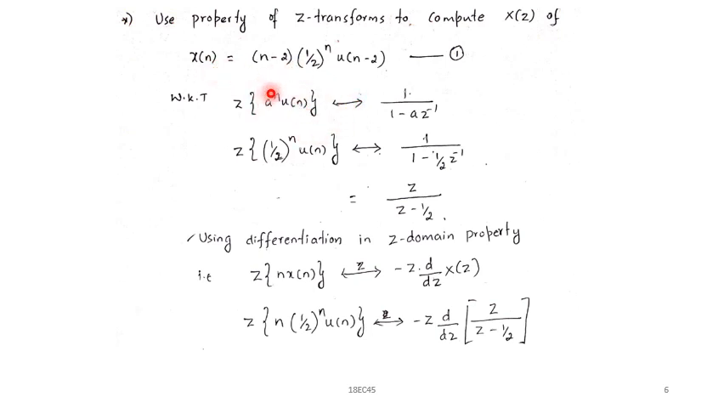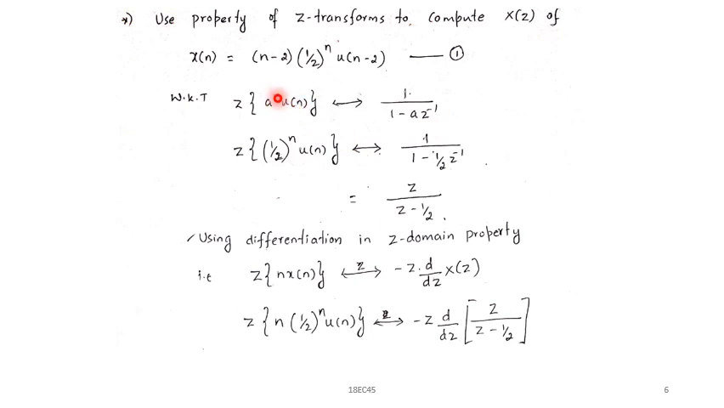First I'll use the scaling property of the z transform. That is, the z transform of a to the power n u of n is 1 by 1 minus a by z, or I'll write it as 1 minus a z inverse. Because you know that when a signal is multiplied with the exponential signal, that is a to the power n into x of n, its z transform is x of z by a. So I'll use that equation. Therefore the z transform is 1 by 1 minus a z inverse.